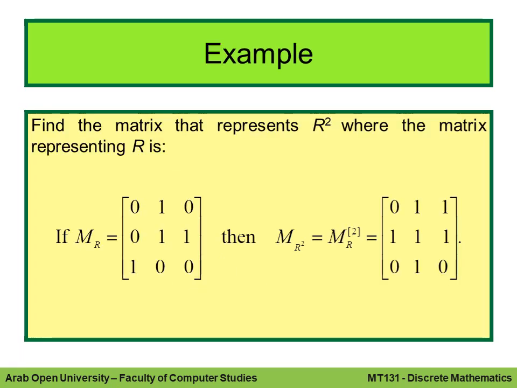Here is an example. We want the matrix for R squared. If we know the matrix for R, the one to the left is the matrix for R. If I want the matrix that represents the relation R squared, this is just the second Boolean power of the matrix for R. Take this matrix, multiply it by itself, Boolean product. The result, which is the second Boolean power of the matrix for R, will give you the matrix for the relation R squared.